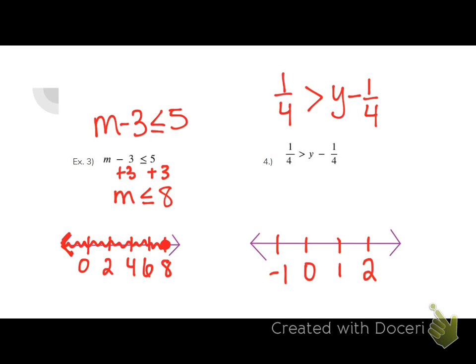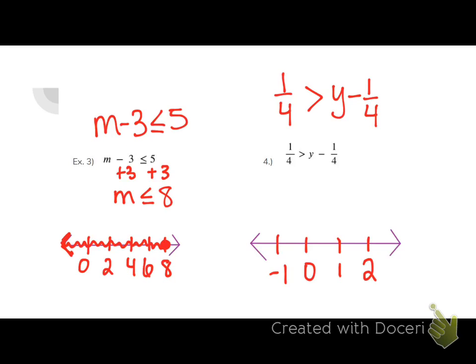Questions about number 3? So if it has the equal sign, it's closed. It had the equal bar, so we filled it in. If it does not have the equal bar, that's when we leave it open.